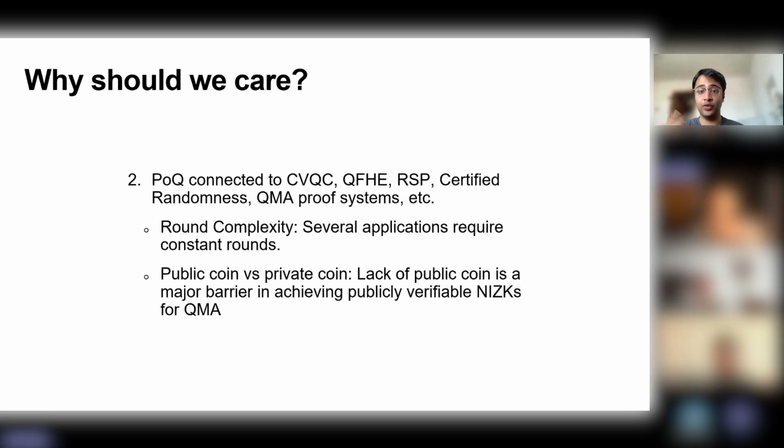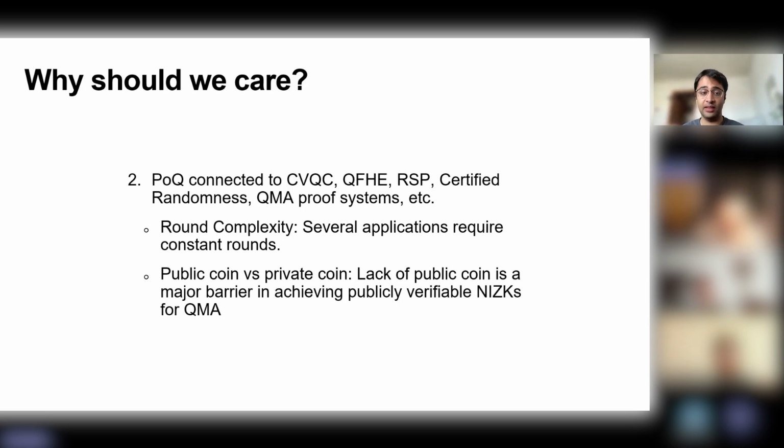Another reason: the existing constructions that we have for these interactive proofs of quantumness are deeply connected to all kinds of different quantum crypto primitives. And two particular aspects that I will highlight here. First is the round complexity of these underlying proofs of quantumness. They usually carry over to the many applications of these kinds of ideas, such as classically verifying quantum computation, quantum fully homomorphic encryption, remote state preparation, certified randomness. The ones I'm most interested in are classically verifiable proof systems for QMA, or even just proof systems for QMA in general, which may have some zero knowledge property or something like that.